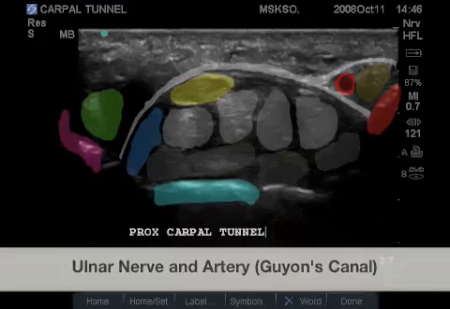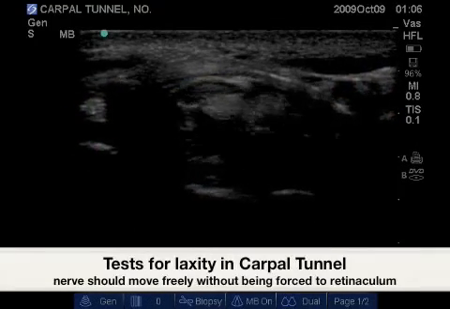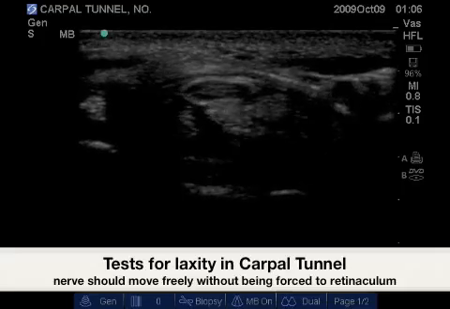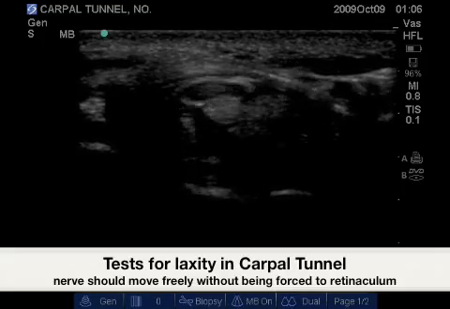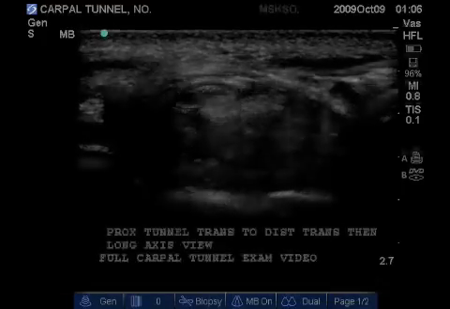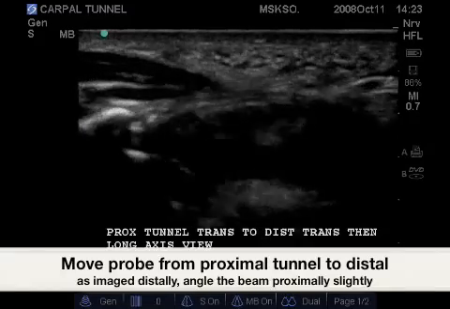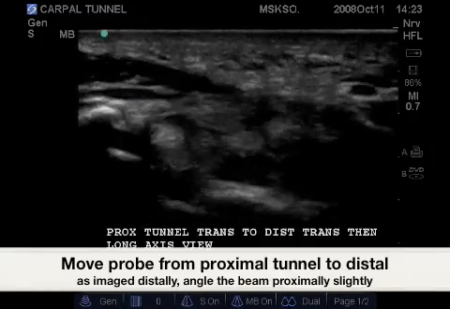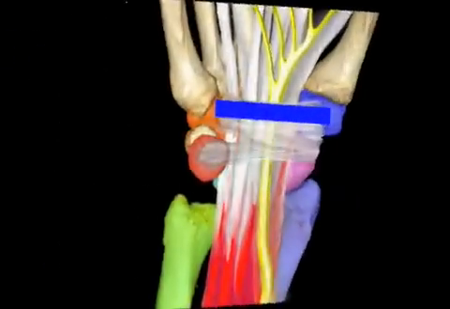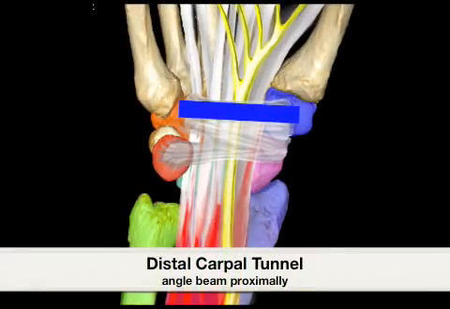It is also important to wiggle the fingers to test for laxity in the carpal tunnel. Now scanning from the proximal carpal tunnel to the distal carpal tunnel. Here is the correct probe placement for the distal carpal tunnel.